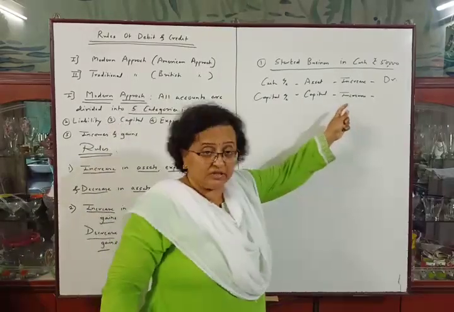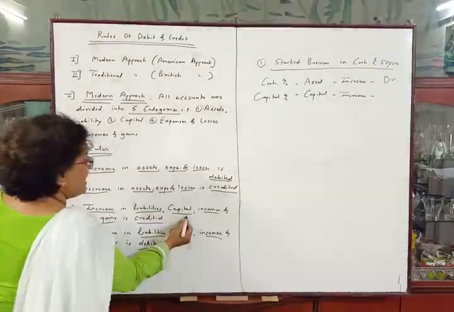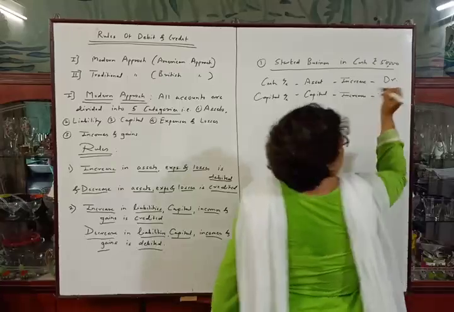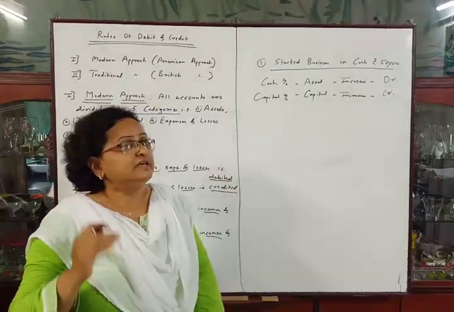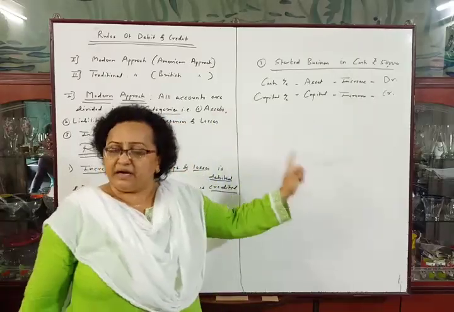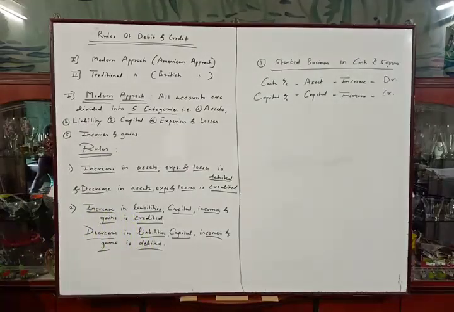So capital also increases, and the rule says that if there is increase in capital it should be credited. So here we have to credit capital account. Okay, so in this transaction we have to debit cash account and credit capital account. Understood? Now we will take the next example.